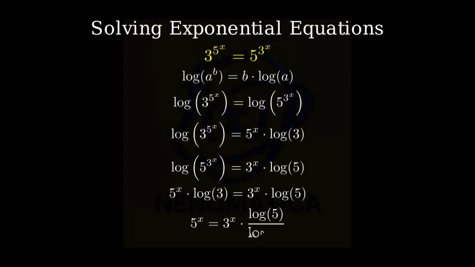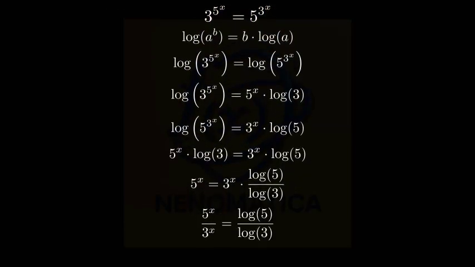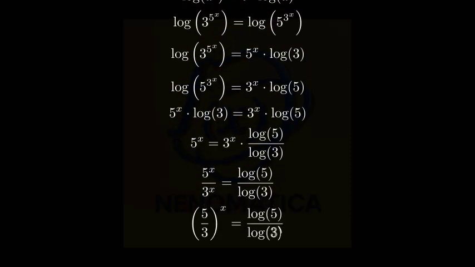We can divide both sides by log of 3, and then divide the right side by 3 to the x. This gives us 5 to the x equals 3 to the x times log of 5 divided by log of 3. Let's move all exponential terms to one side. We can divide both sides by 3 to the x. This gives us 5 to the x divided by 3 to the x equals log of 5 divided by log of 3. We can simplify the left side using the properties of exponents. 5 to the x divided by 3 to the x equals 5 divided by 3, all raised to the power of x. We've made great progress, but we still need to solve for x.